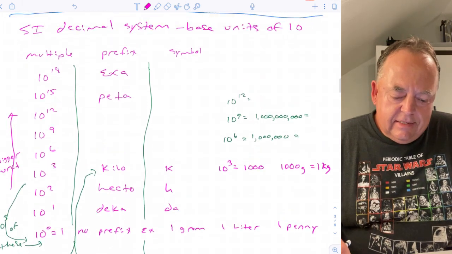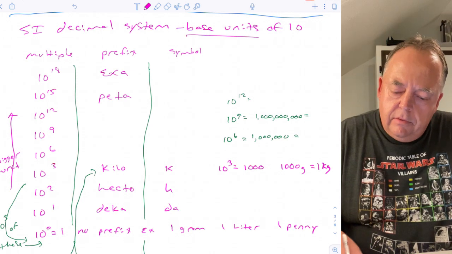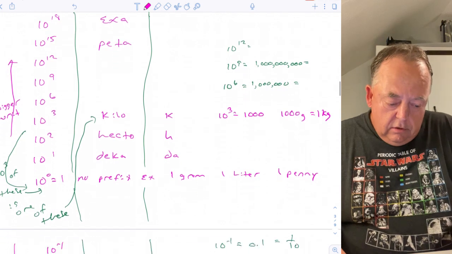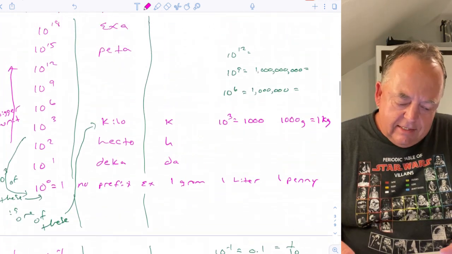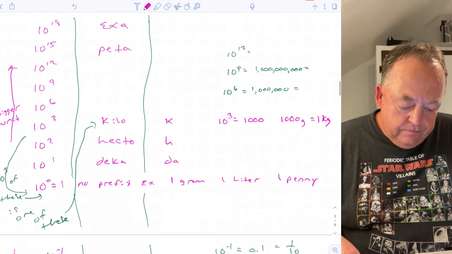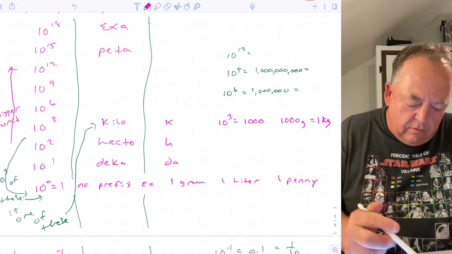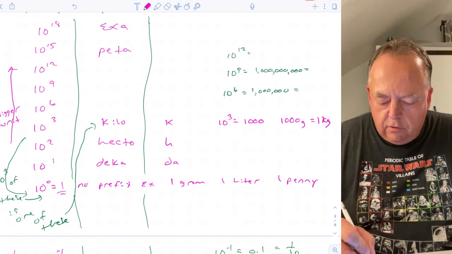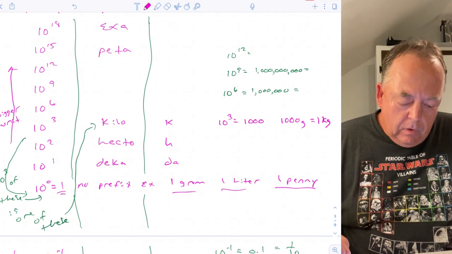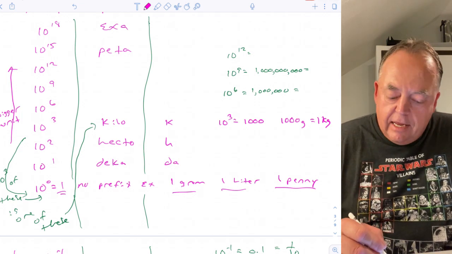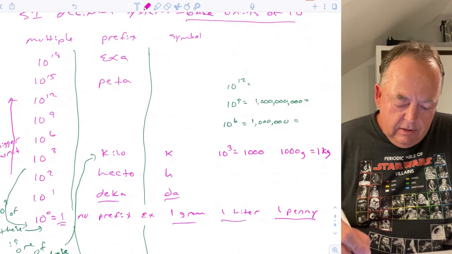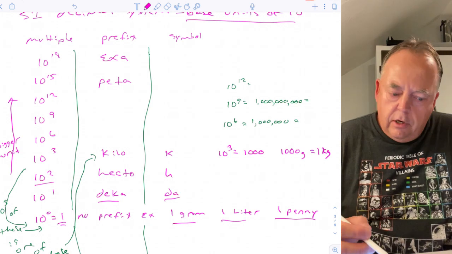Okay, so the SI system is a decimal-based system. It's based on units of 10. We'll look at several. In the SI system, there are prefixes and symbols associated with them. So from 10 to the 0, that would be 1 of something, for example 1 gram, or 1 liter, or 1 penny. If you have 10 to the 1 power, so 10 of them, the prefix is deca and the symbol is DA. 10 to the 2, that would be 100 of something, right?